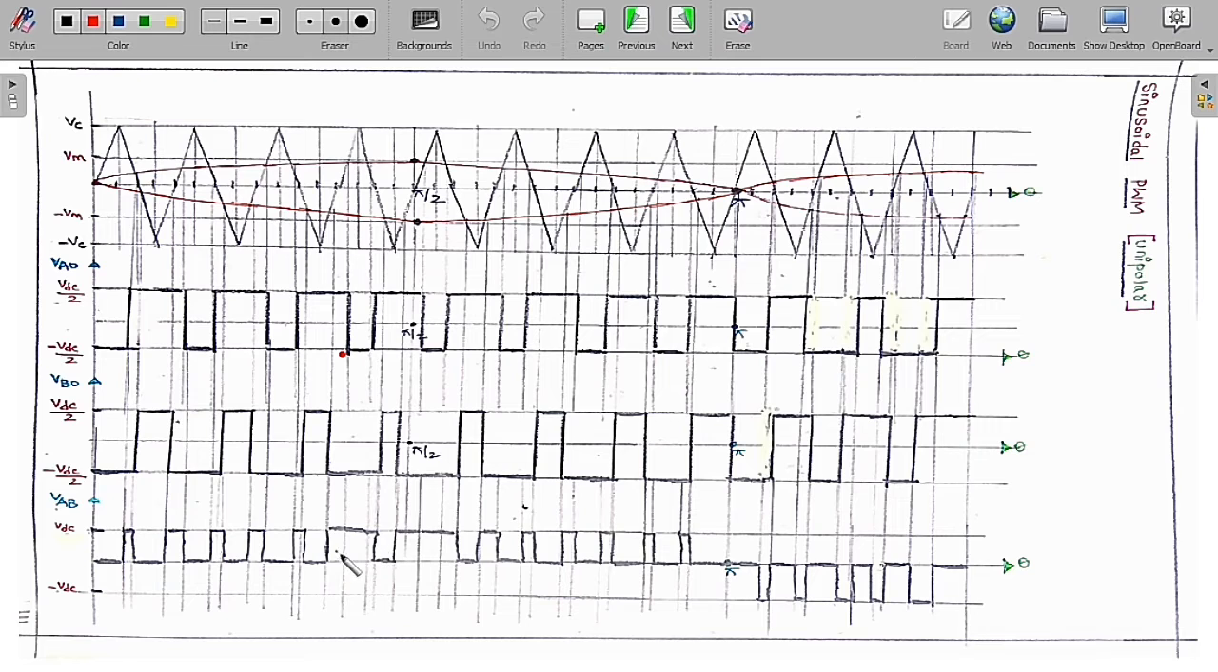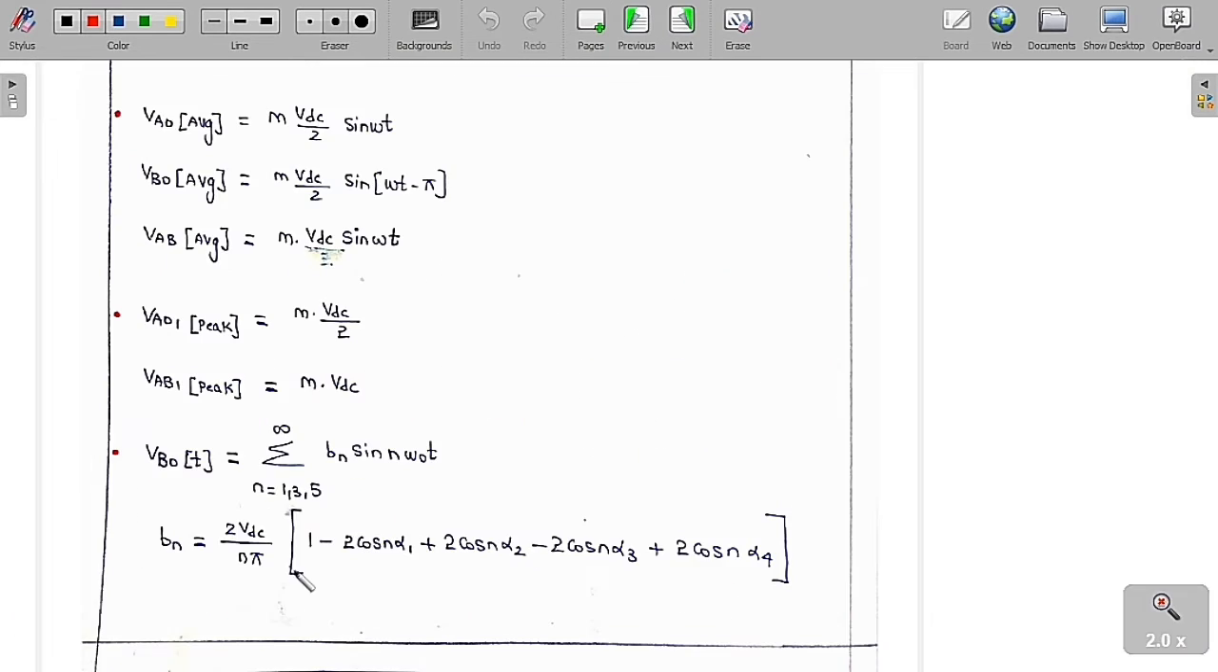here let me assume I want to write the expression of this VB0. I have already told you all the signals VA0, VB0 and VC0 are going to satisfy the basic properties: they are odd functions, with half wave symmetry and also quarter wave symmetry. So therefore A0 is equal to 0, An is equal to 0, and Bn is not equal to 0 only for odd harmonics. So therefore sigma n equals 1, 3, 5 up to infinity, Bn sin n omega t.